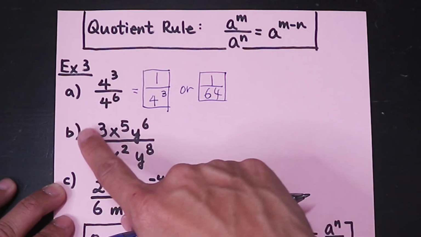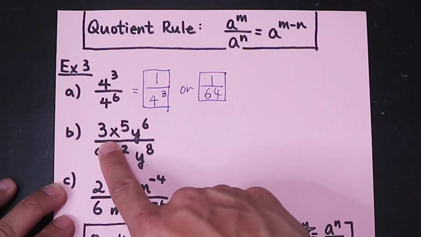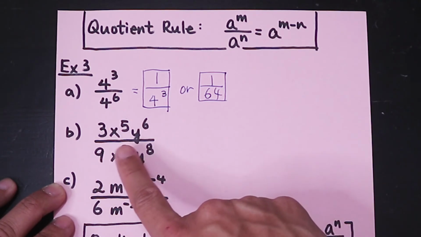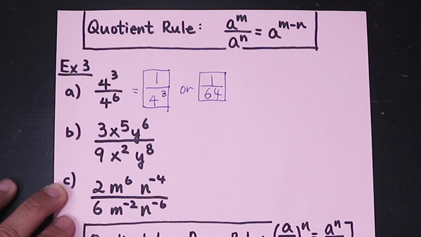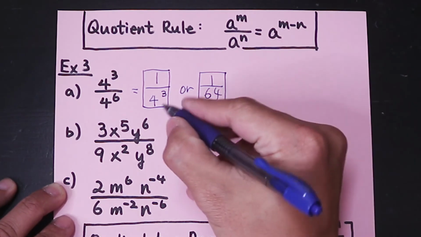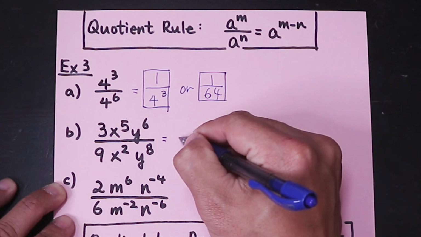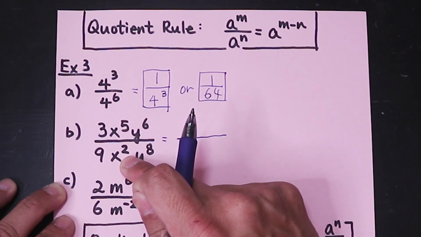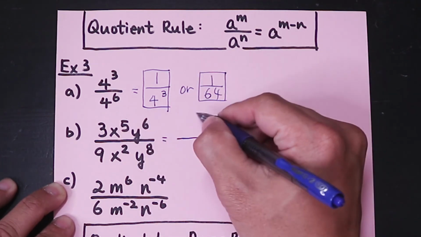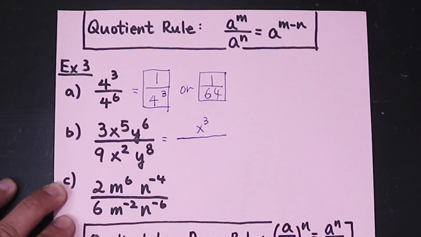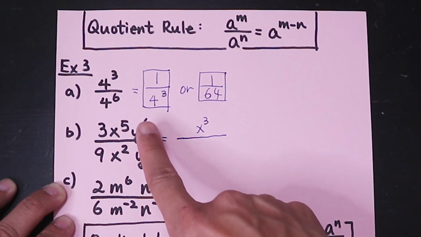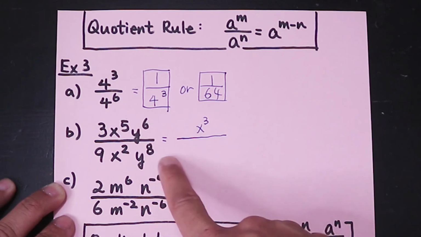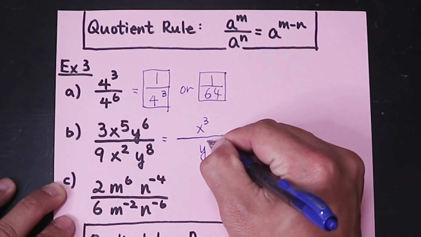In example 3 part B, you have these fractions here. So 3 times x to the 5th y to the 6th over 9 times x squared y to the 8th power. Well, first of all, let's do the same thing. Let's actually make it a fraction first. For the x's, you do 5 minus 2, which is 3, and the 5 is larger, so you're going to put your answer on the numerator. Then for the y, you do 8 minus 6, which is 2, and 8 is larger, so you're going to put your y squared on the denominator, which is at the bottom, right?